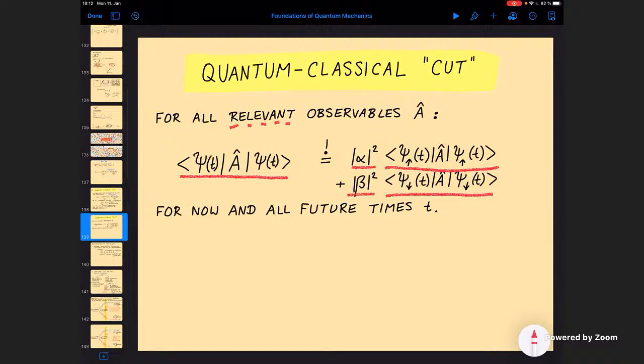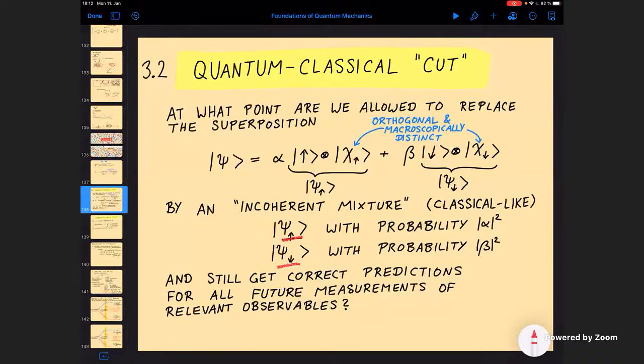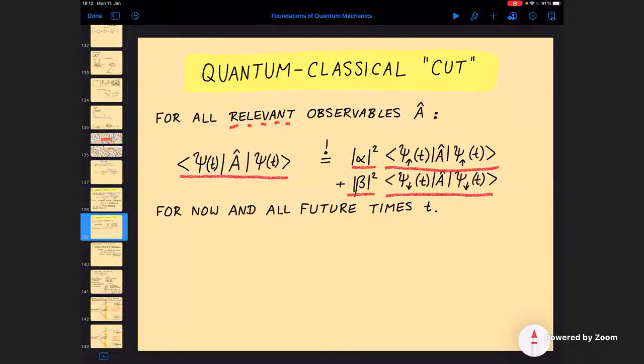You notice that in general, this equality of course does not hold, because if you calculate the expectation value of an operator A with respect to the superposition state, then you will also be sensitive to interference terms, which will mix alpha and beta. So on the left-hand side, you will also have terms of the form alpha star times beta times the expectation value of psi up A psi down, things like this, interference terms. The question though is, when is this replacement justified?